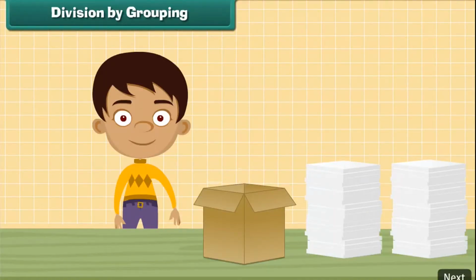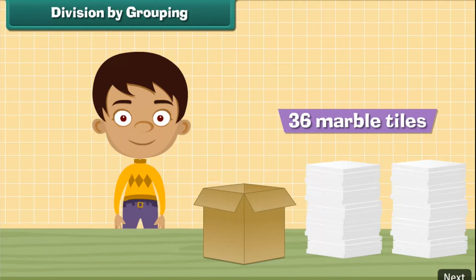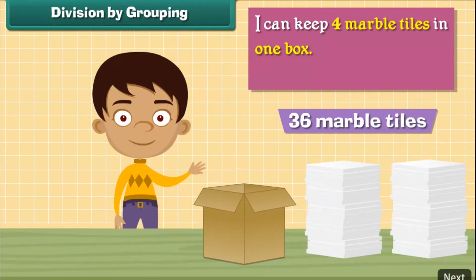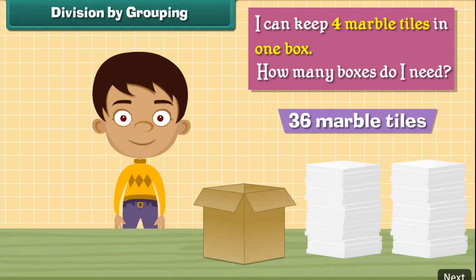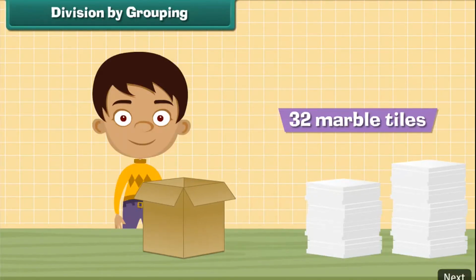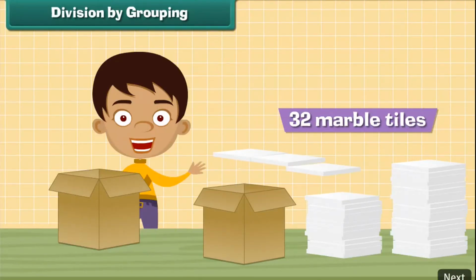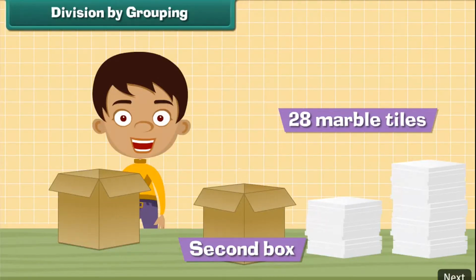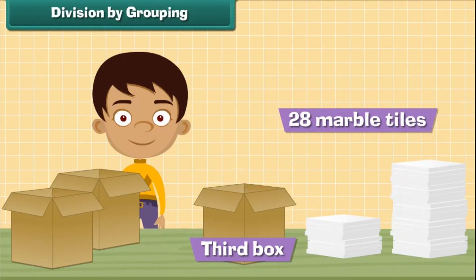Division by grouping. I have 36 marble tiles. I can keep 4 marble tiles in one box. How many boxes do I need? 4 marbles in the first box. Here 32 marble tiles are left. 4 marble tiles in the second box. Now 28 marbles are left for the third box.